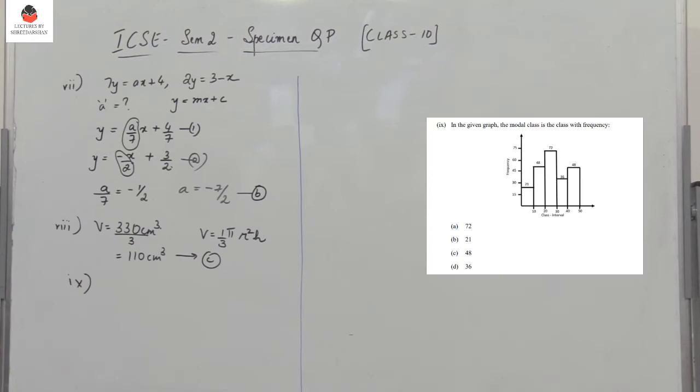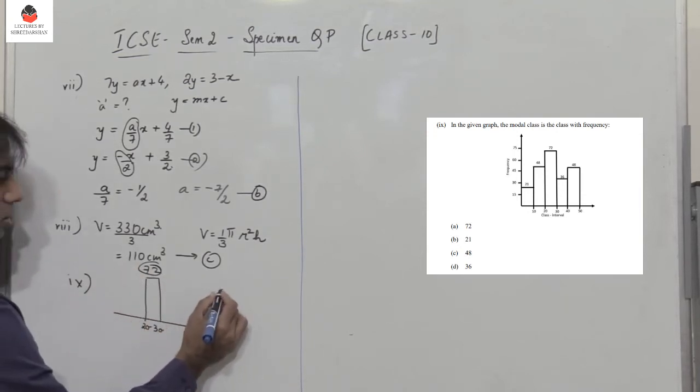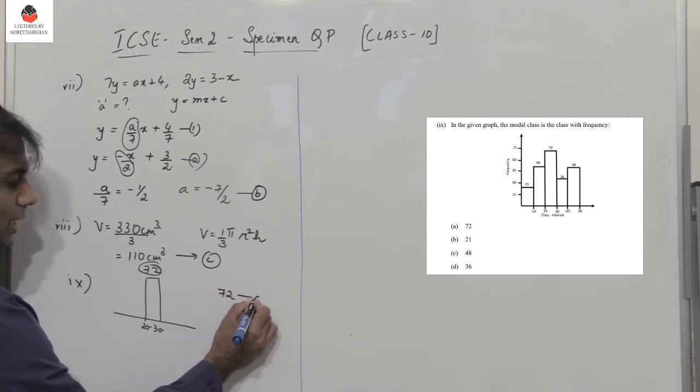Ninth one. In the given graph, the modal class is the class with frequency. So we observe that I have 72 for the class interval 20 to 30, isn't it? Right? So the modal class happens to be the class interval with the highest value, which is 72. So it is 72, option A.